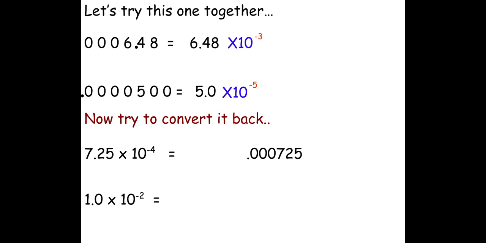Another example would be this one. Again, the exponent is negative and it is 2. So I will move my decimal 2 times to the left. So remember, when the exponent is negative, you move it to the left when you want to convert it back to ordinary decimal.